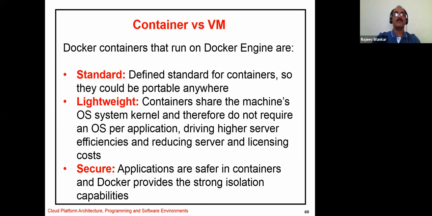It is lightweight because it shares the machine's operating system kernel and other things it would be carrying. Therefore, it does not require an operating system per application, which drives higher levels of efficiency and reduces server licensing cost. If you are not using the complete operating system, then you actually reduce the cost of licensing here. It is secure in nature because it isolates itself from other applications. Even if it is running on the same machine, the applications are safer in a container, and Docker provides very strong isolation capabilities, the best available in the industry at this point in time.